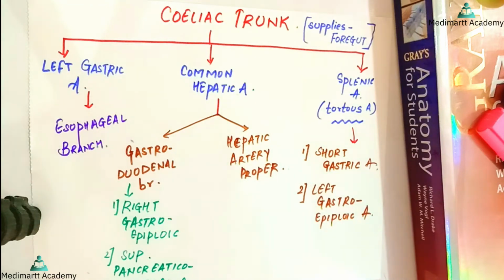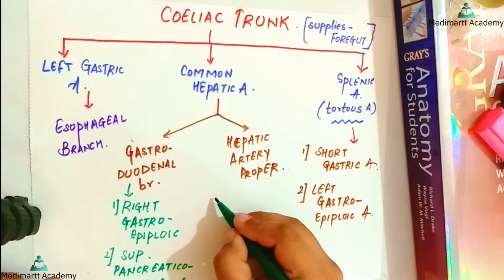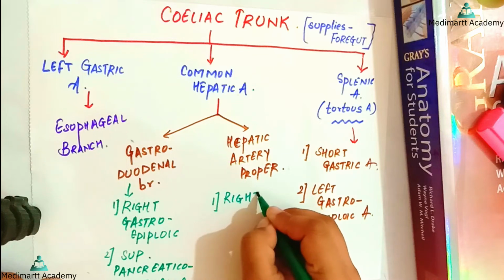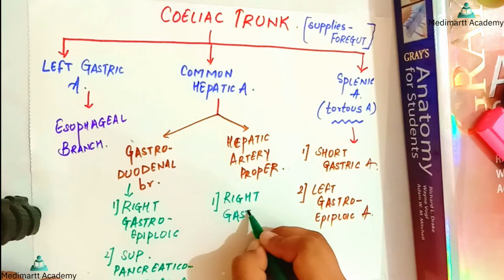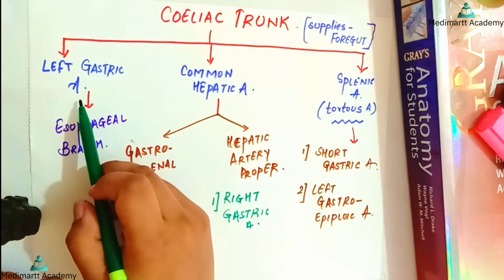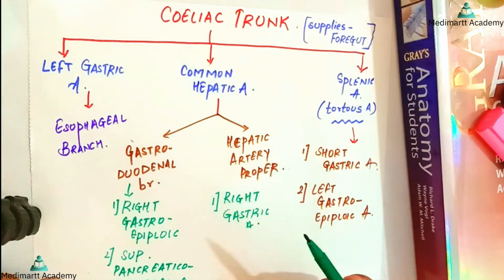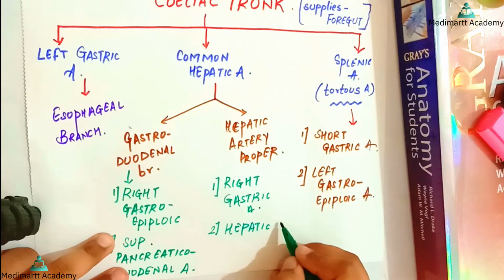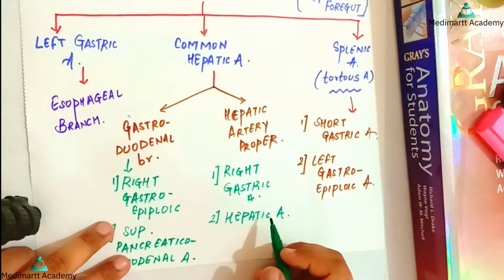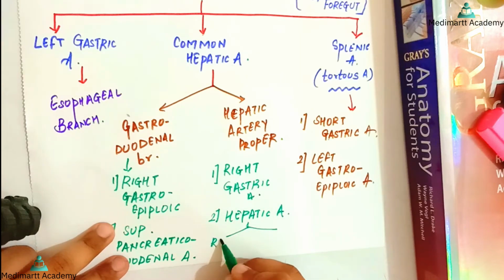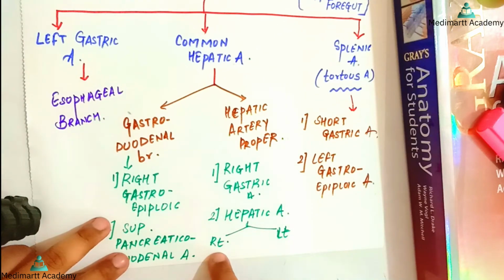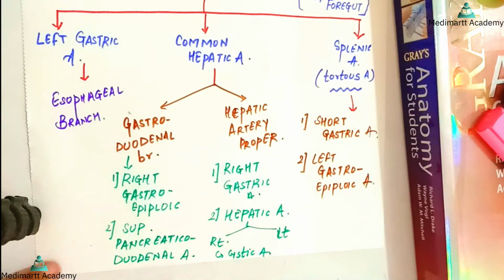Then the hepatic artery proper has branches. First, the right gastric artery. We have seen the left gastric artery, which is the direct branch of the celiac trunk; the right gastric artery is the branch of the hepatic artery proper. The next is the hepatic artery, which basically supplies the porta hepatis, and from the porta hepatis it divides into the right hepatic artery and left hepatic artery, supplying the right and left lobes of the liver. The right artery then gives the cystic artery, supplying the gallbladder.